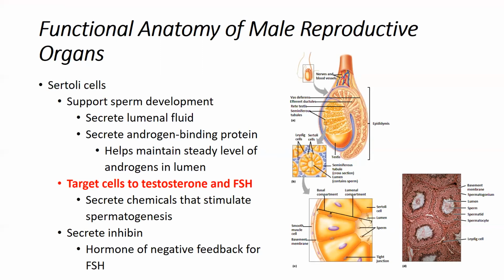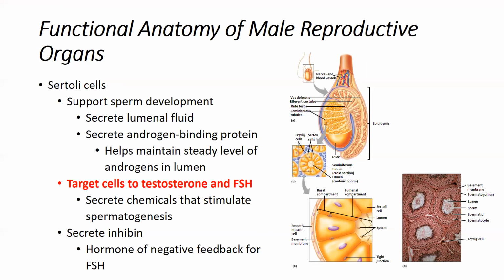moving in that tube. They're also going to secrete ABP. ABP stands for androgen binding protein, and that helps to maintain a steady level of the amount of androgens that are found in this lumen. Okay? And so in this way, Sertoli cells help to ensure that healthy sperm are being developed and moved into the lumen. Now, the target cells of testosterone and FSH are going to be Sertoli cells.